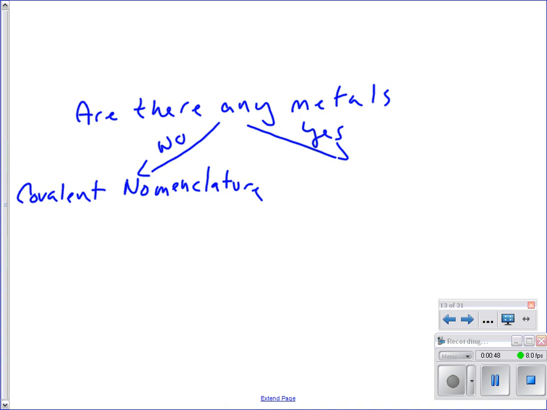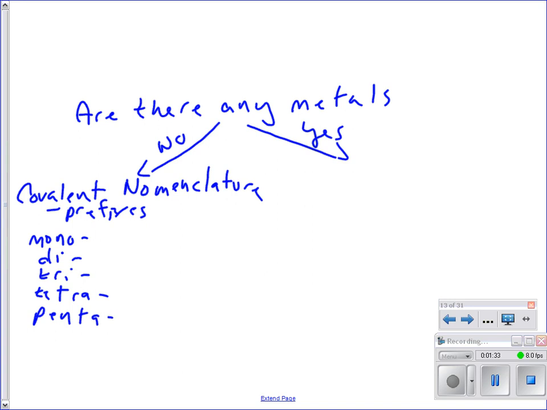In covalent nomenclature, we use the prefixes. Remember doing that? So, prefixes. Mono. What's two? Di. Tri. Come on. What's four? Tetra. Five. Penta.